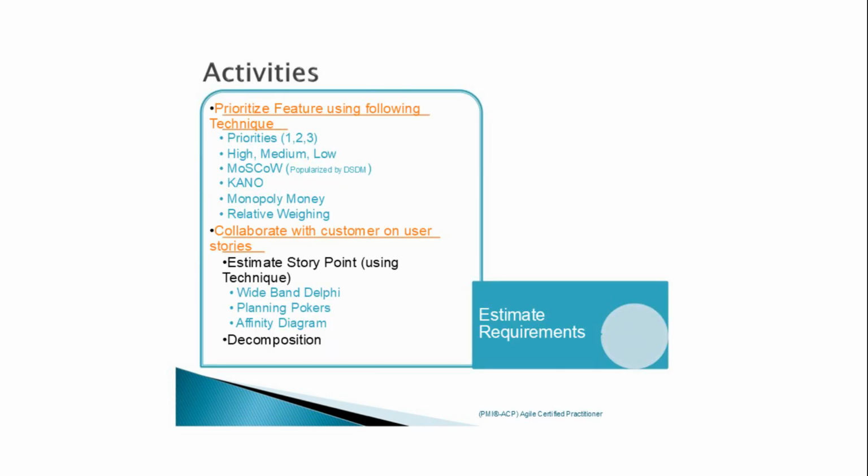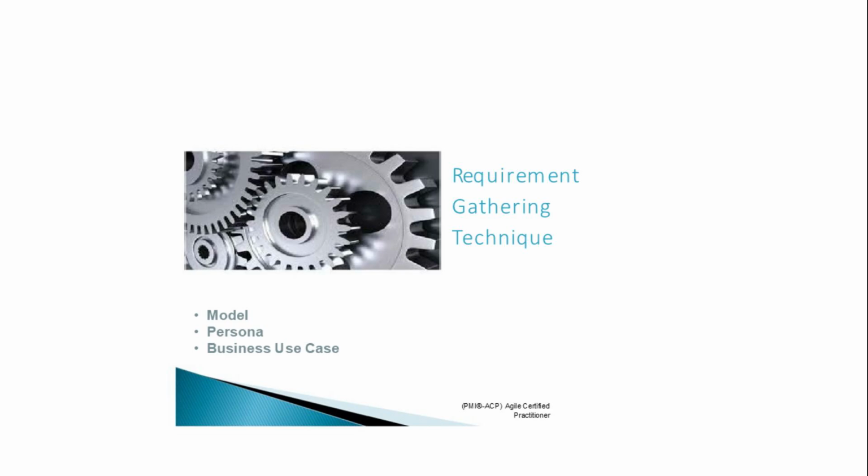Prioritizing features involves techniques like MoSCoW and Kano, ensuring that the most critical features are developed first. Collaboration with customers is key to accurate estimations. Requirement gathering techniques such as modeling, personas, and business use cases help in understanding and documenting what the project needs to achieve.